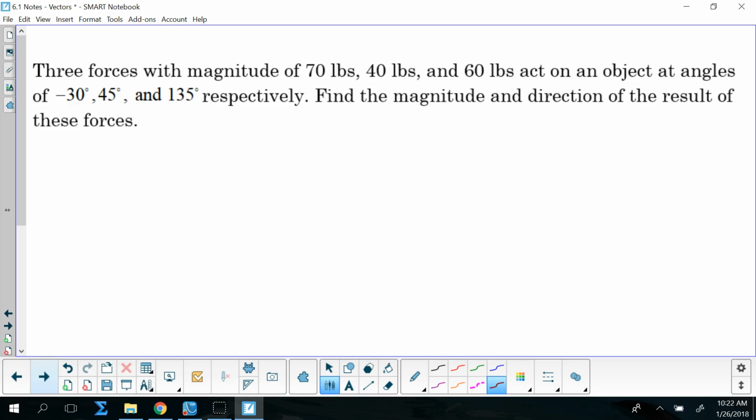Think we can do that in 13 minutes? I think we can. Go for it. You start. Let's call our forces A, B, and C.